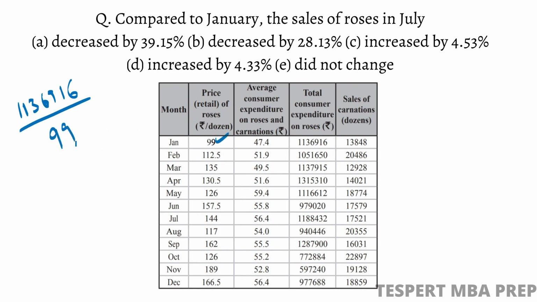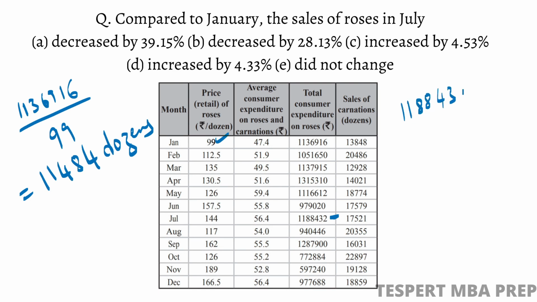So 1136919 divided by 99 will give us the number of dozens sold, so 11484 dozens. Similarly, in July, the total expenditure on roses is 1188432 divided by the price of roses per dozen, which is 144. This will be equal to 8253 dozens.